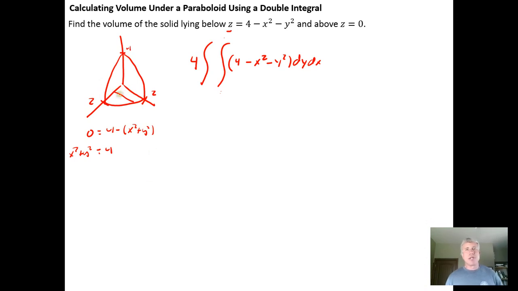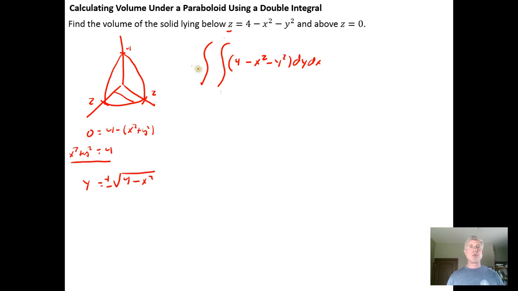So if I'm running parallel to the y-axis, I need to figure out the equation of this line as a function of x. So that would just be solve this circle for y. So we would get y equals the square root of 4 minus x squared, and we'd have plus or minus that. If we weren't taking advantage of symmetry, I would need both the plus and the minus.